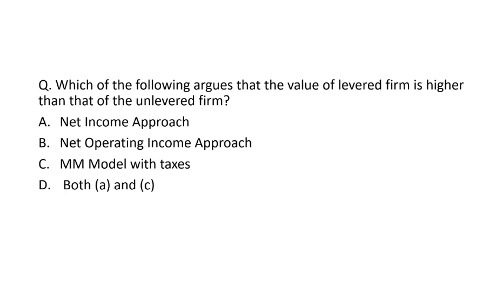Which of the following argues that the value of the levered firm is higher than that of the unlevered firm? Net income approach, net operating income approach, then model with taxes, and both A and C. Now, what is it asking? Okay, sorry, there was some error in this question. Option C is the Gordon model. Okay, option C is the Gordon approach.